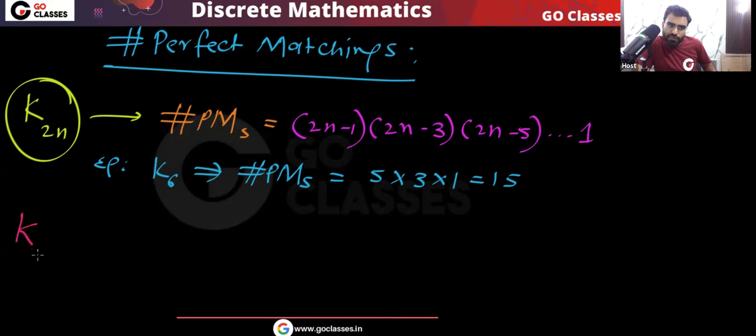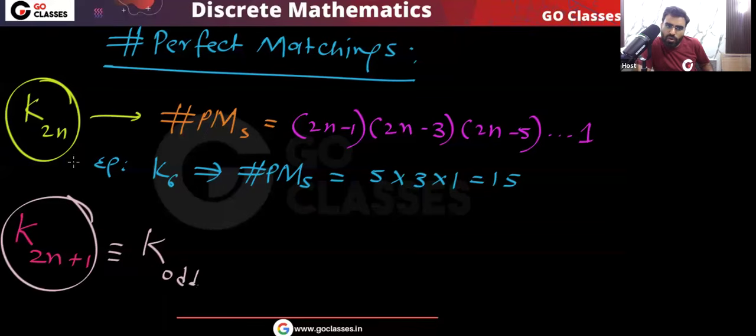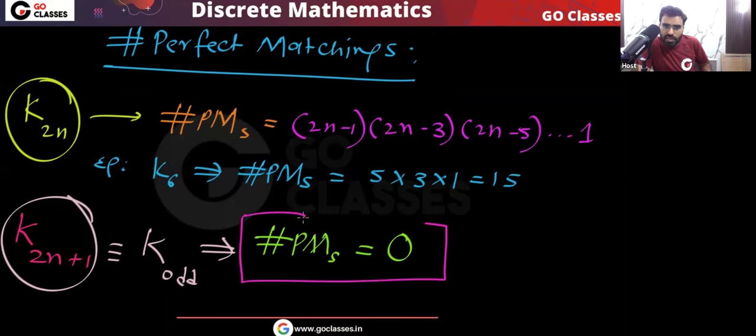Now you tell me, if you have a complete graph on an odd number of vertices, K2m plus 1, what will be the number of perfect matchings? That will be 0, because if your graph has an odd number of vertices, then there will be no perfect matching.